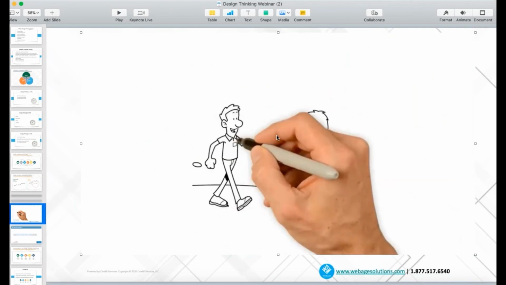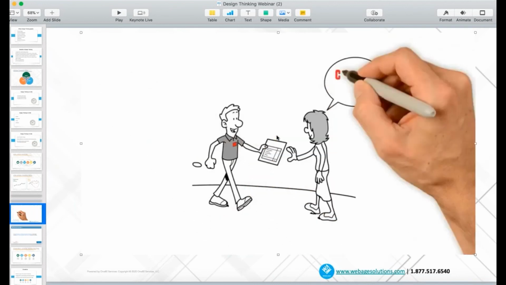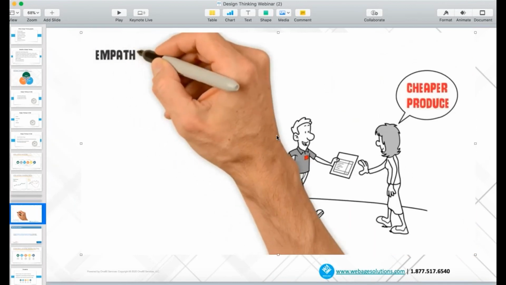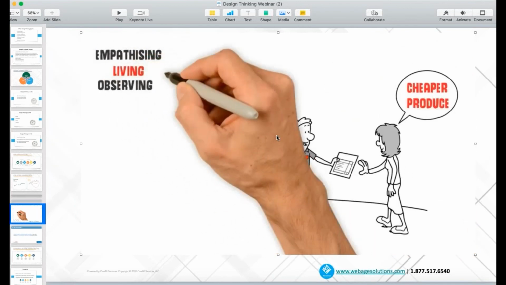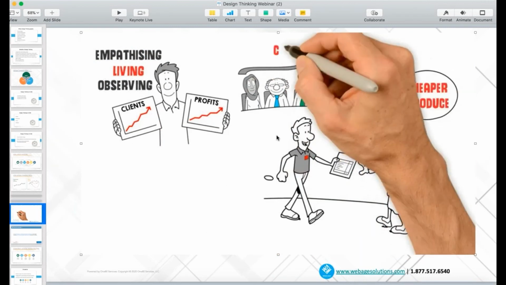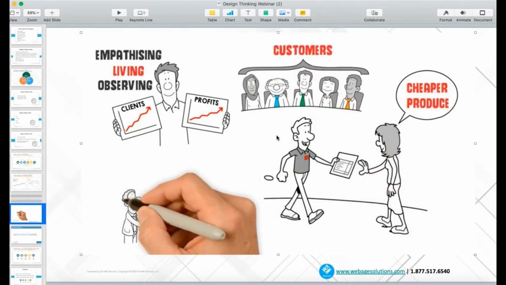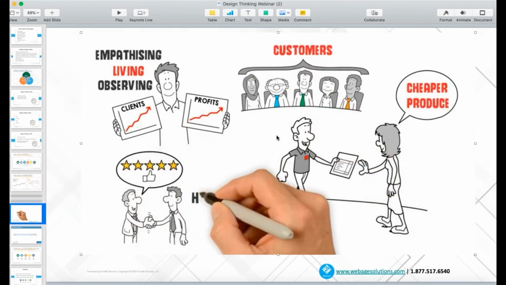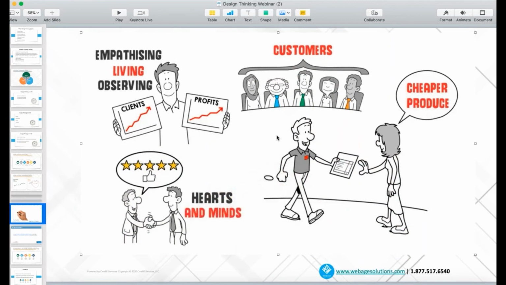If we had asked what customers wanted, they'd probably have said cheaper produce. But by empathizing, living and observing, we developed an idea that not only excites customers, but gives the store a unique edge by connecting with customers' hearts and minds.